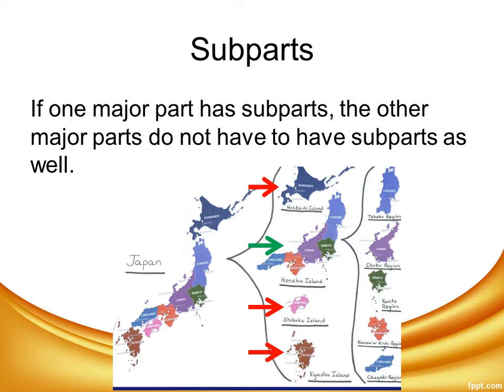This example shows a brace map done for Japan. In this example, it shows that the islands have been the first parts separated, and then after that they took the main island and they separated it by region. You can further subdivide parts as many as you want to, but if you subdivide parts, you don't have to subdivide every part. Notice the red arrows, they did not subdivide. However, the green arrow shows they subdivided that part.